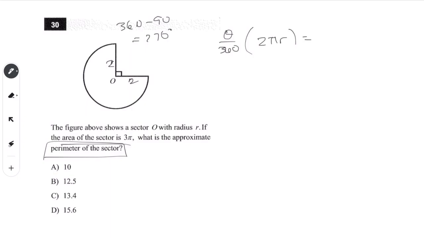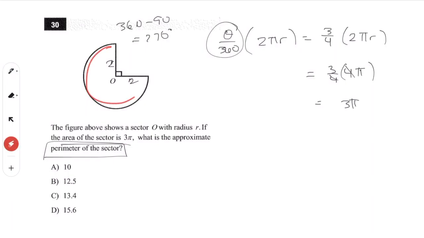So we know that this is going to be 270 over 360, or in other words 3/4, times 2 pi r. We know that r is going to be 2, so we have 4 pi times 3/4, and the 4's cancel out, so we have 3 pi is equal to this length.